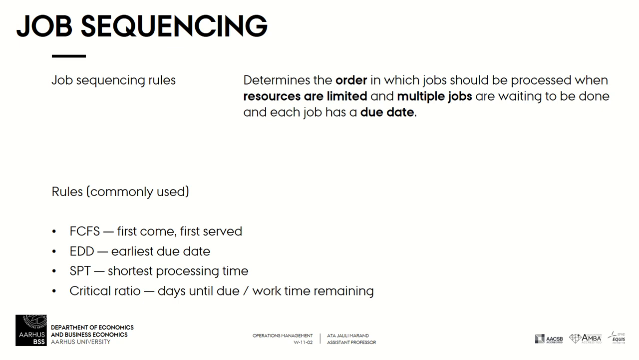And another rule is the critical ratio, in which we calculate a ratio called critical ratio for each job, which is in fact the days until due date divided by the work time remaining, or the time remaining to process that job. We calculate this ratio for each job and then put them in an order based on this critical ratio. We'll see an example for different rules, so we will know how we can use them to do job sequencing.